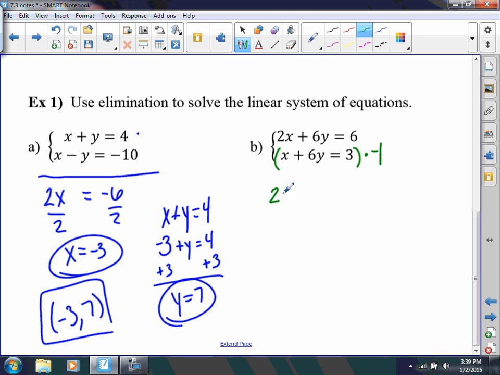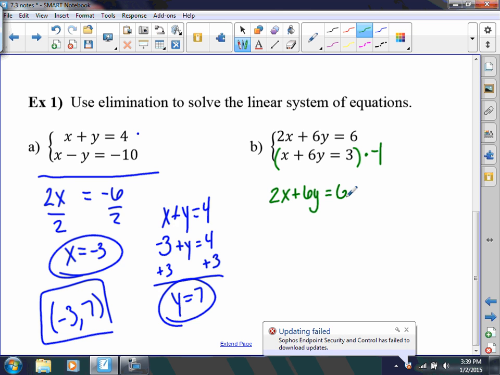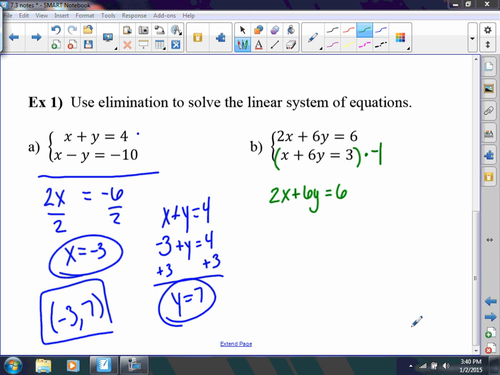So my top equation, I didn't do anything to it, so I'm just going to rewrite it. And then the bottom equation, I'm going to multiply every single thing by a -1. So I'll have -1x minus 6y and -3. And now I'll add them up. So 2x minus 1x, that's an x. 6y and -6y, they eliminate. And 6 minus 3 is 3. There we go. x equals 3.